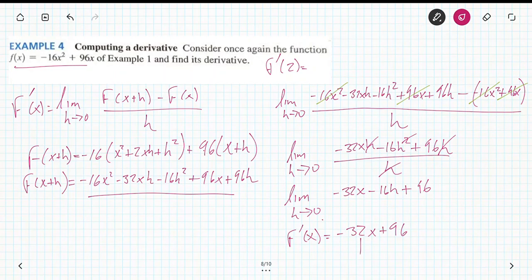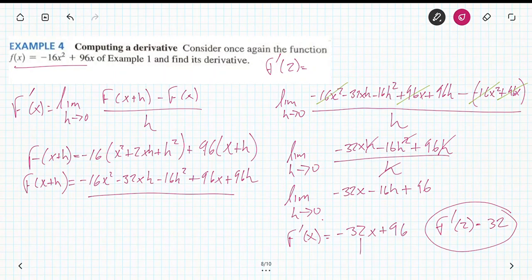Now what is the derivative of my function at 2? I'm going to get negative 64 plus 96. That is going to give me 32. So the derivative of my function at 2 is 32. The slope of my function at 2 is 32. And the instantaneous rate of change of my function at 2 is 32.